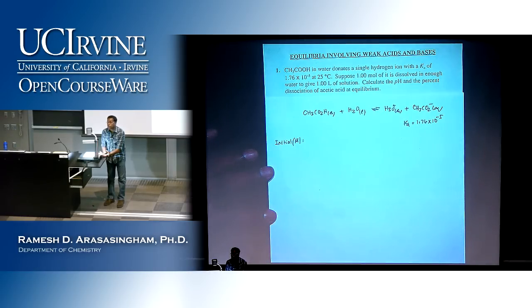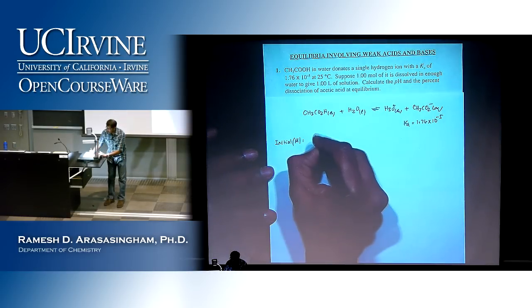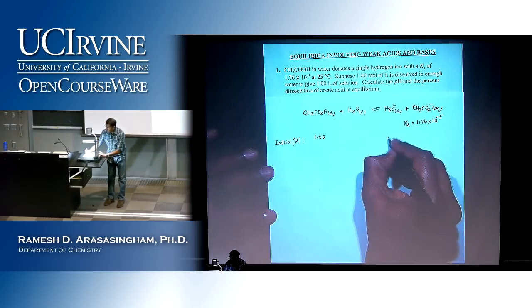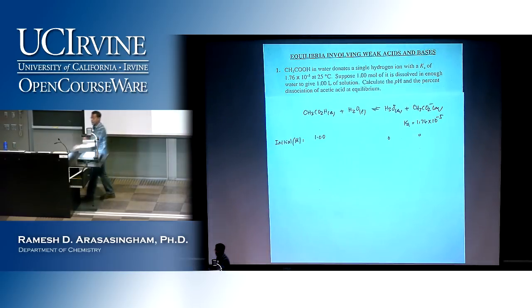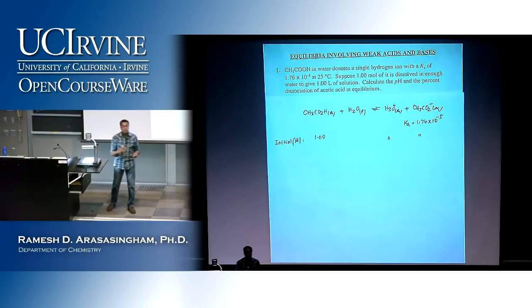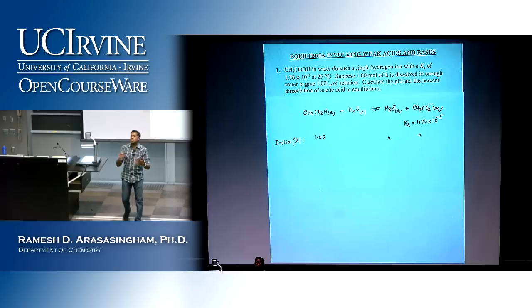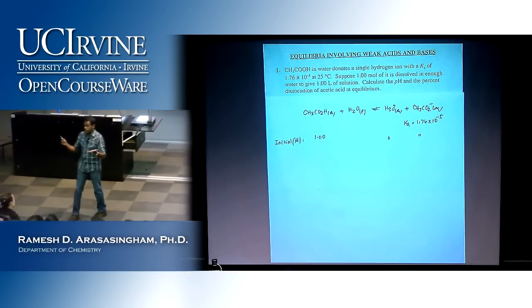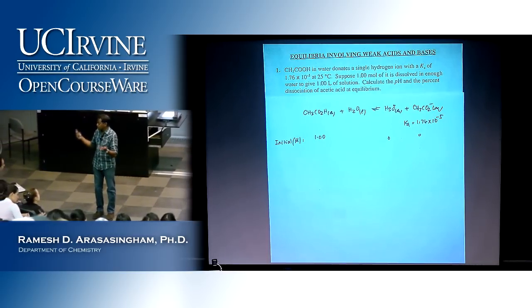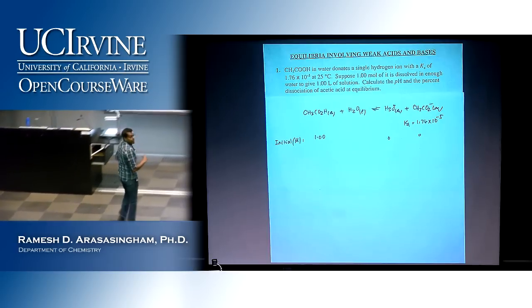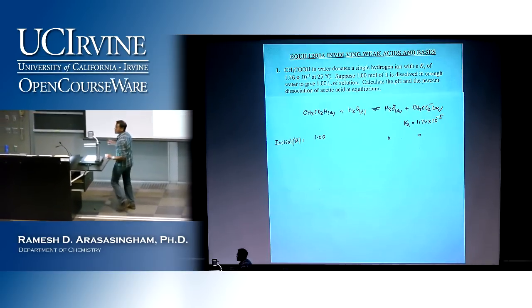You have 1 mole in 1 liter, so it's going to be 1. It's given to 3 significant figures. And before anything happens, this is what we have. All right? Now we need to figure out the pH of this solution. If we want to figure out pH, what does pH represent? The hydronium ion concentration. So we need to figure out the hydronium ion concentration, and that we have to figure out from this.